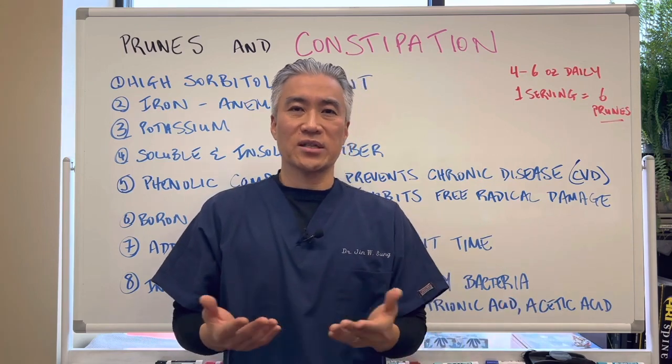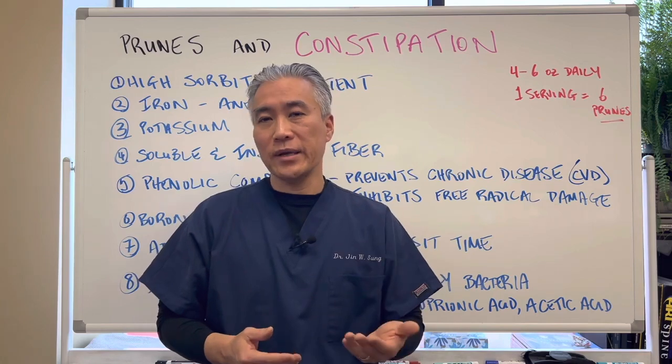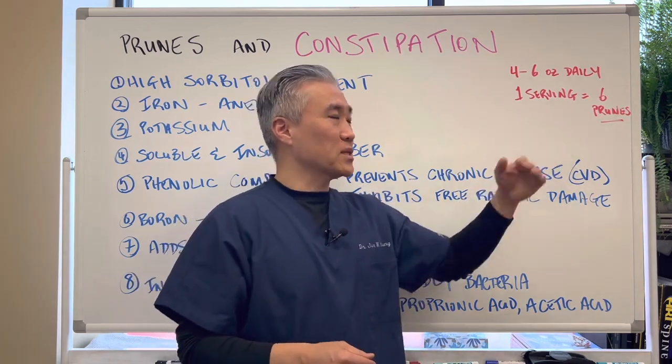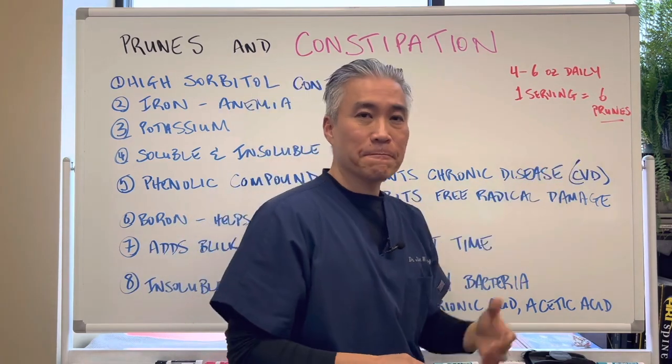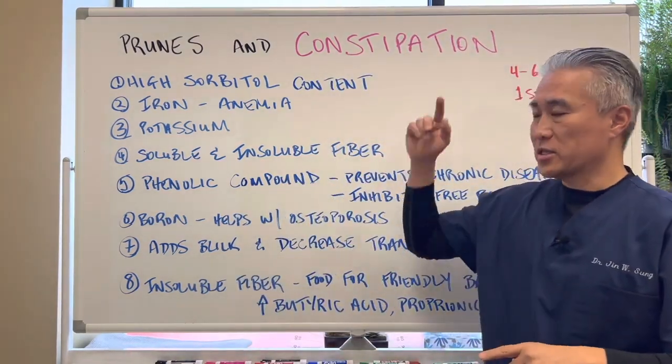You don't have to go to 6. So try 2, see if it helps. Okay, if not, go to 3. So no more than 6 prunes per day. Okay, so you can try that and see if that helps with your bowel movements and constipation.